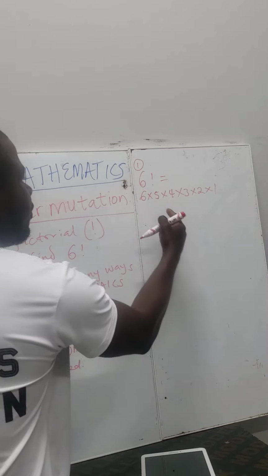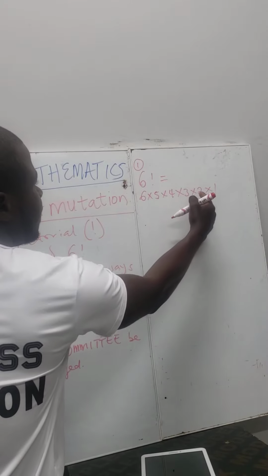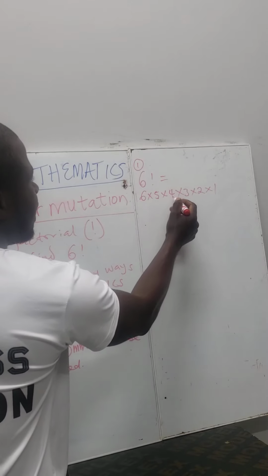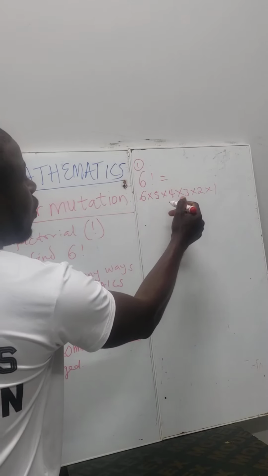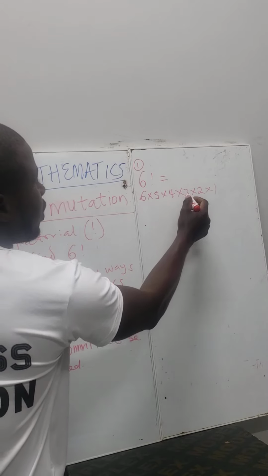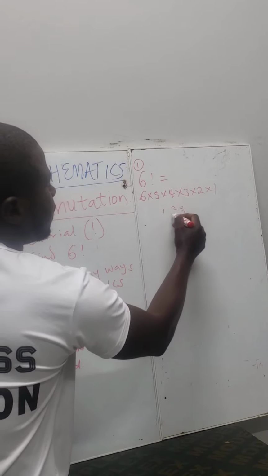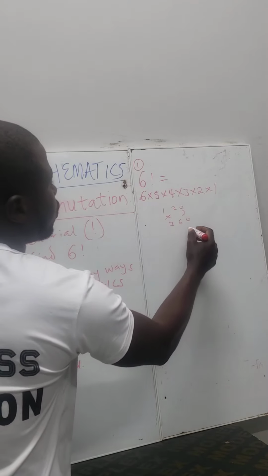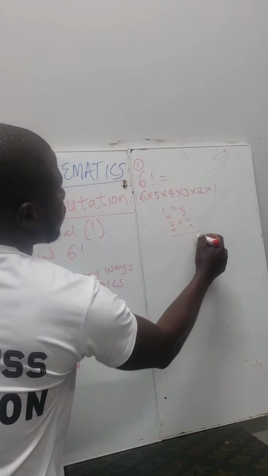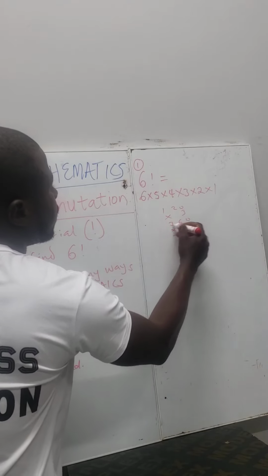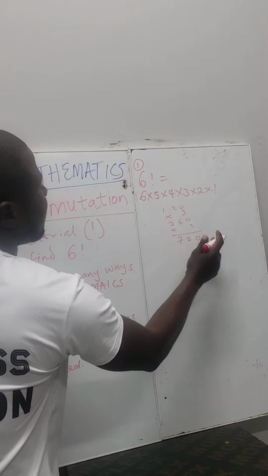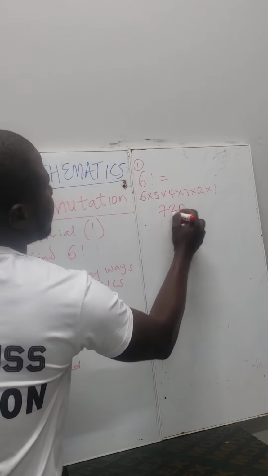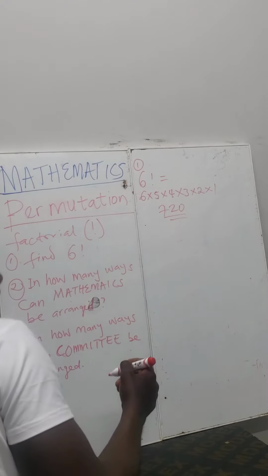So now 6 times 5 times 4 times 3 times 2 times 1. 6 times 5 is 30. 30 times 4 is 120. 120 times 3 is 360. 360 times 2 is 720. So the answer to this question is 720. 6 factorial simply means 720.